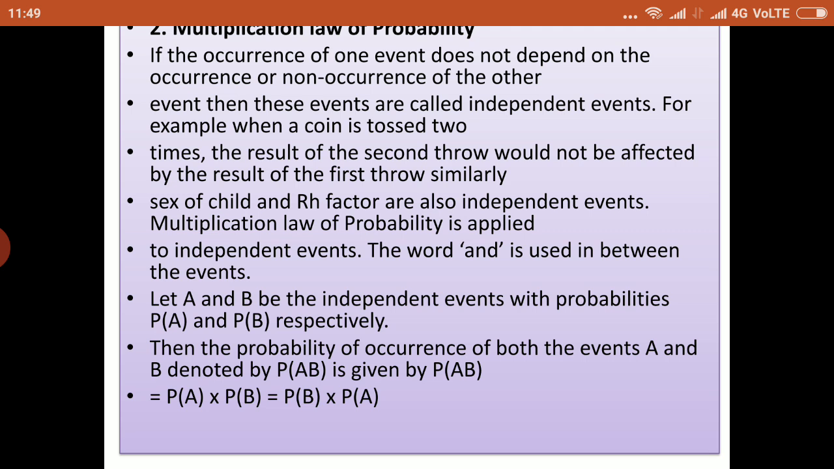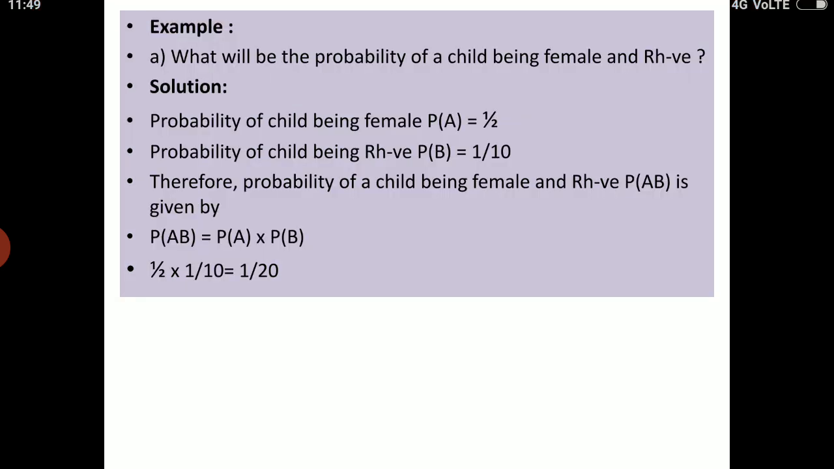So let A and B, जसं मगाशी आपण, be independent events with probabilities P(A) and P(B) respectively. Then the probability of occurrence of both the events A and B, denoted by P(AB), is given by P(AB) is equal to P(A) into P(B), or P(B) into P(A). Okay. Instead of addition, we are going to do multiplication. So a very simple formula. There we are doing addition. Here we are doing multiplication.